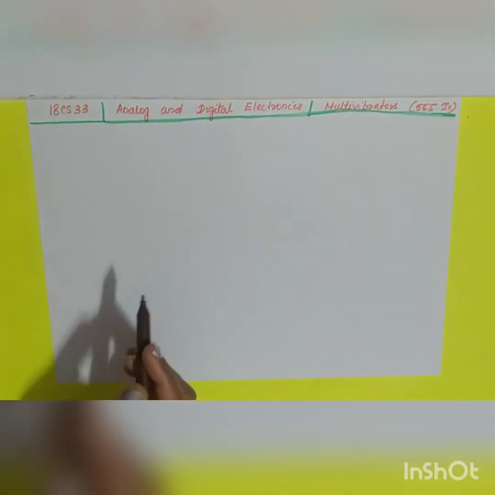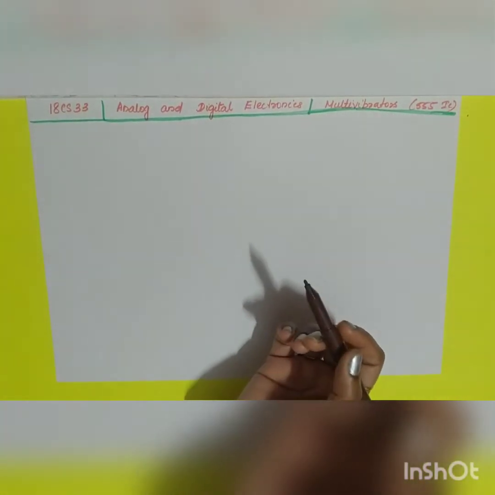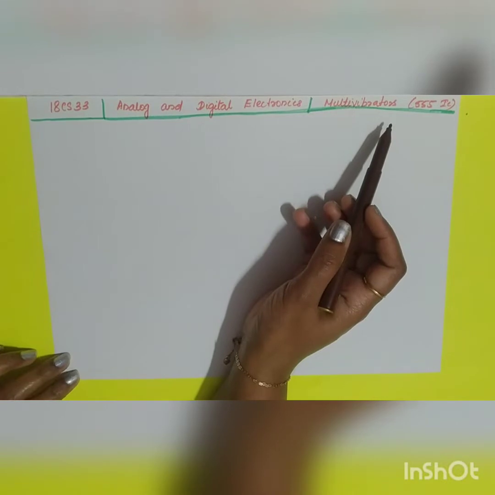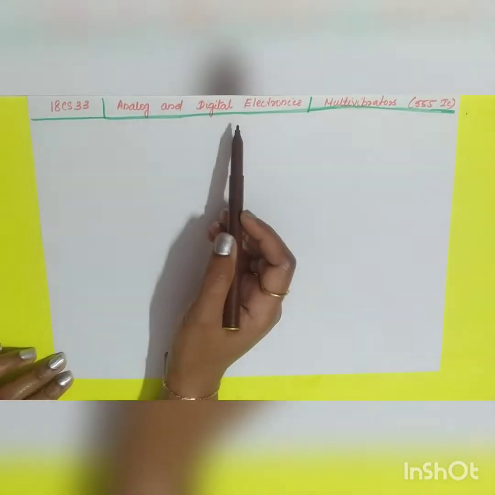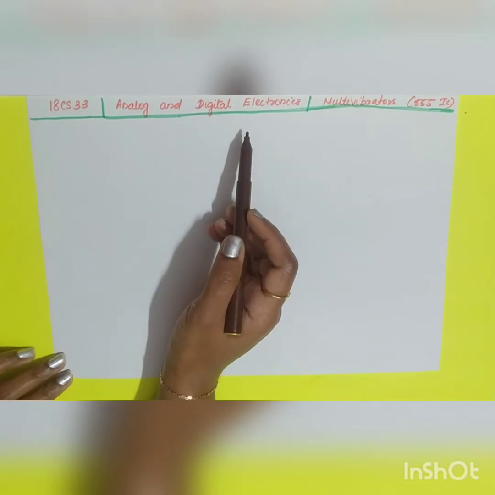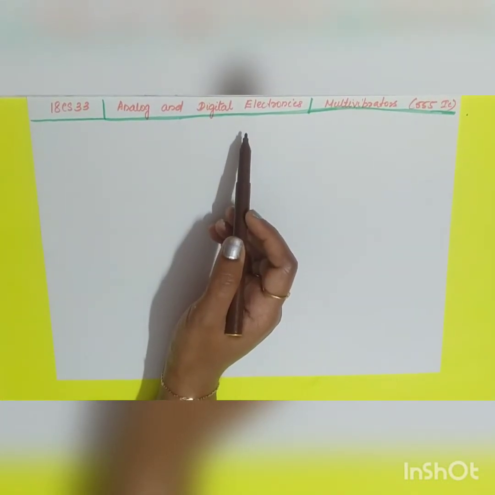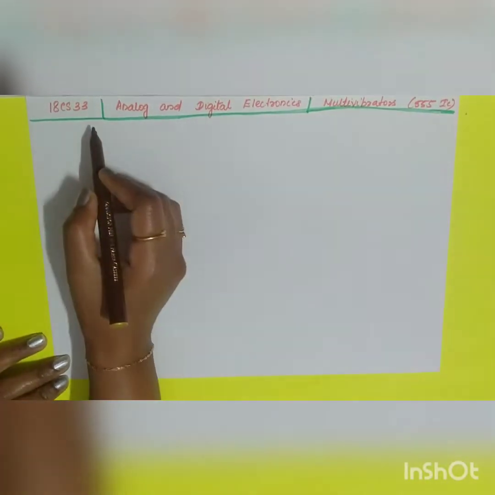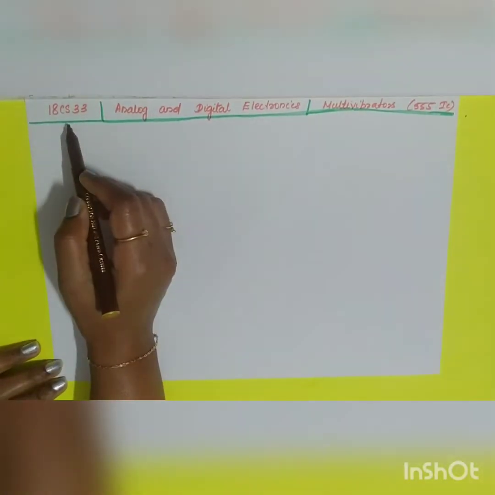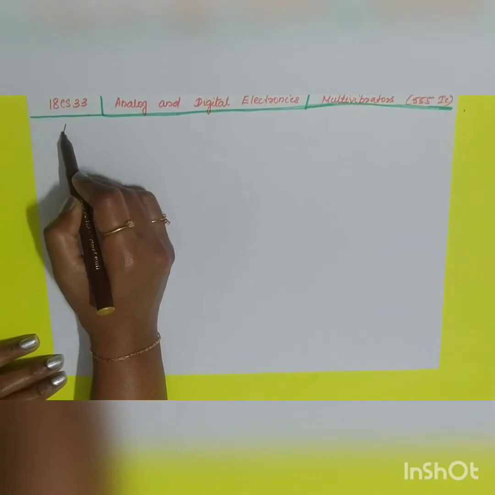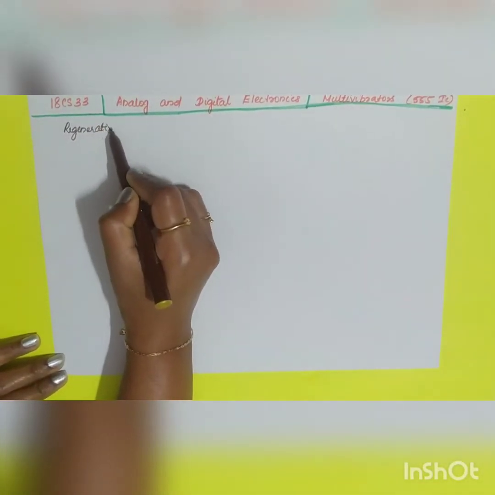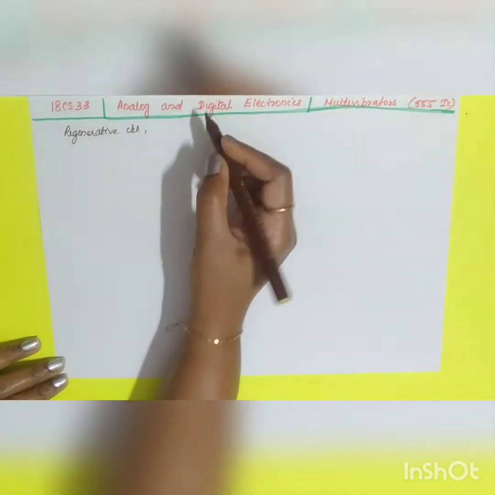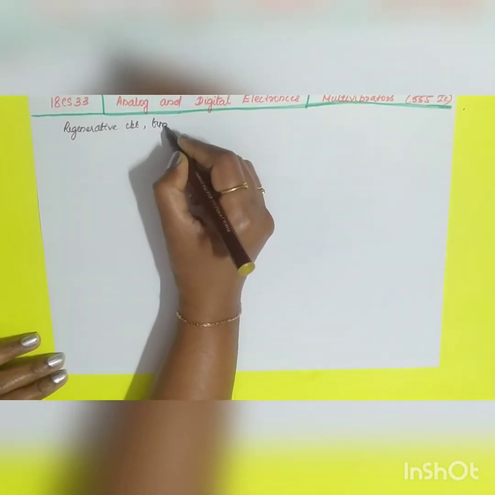So the next topic we are going to see is the multivibrator. Multivibrator using 555 IC. The 555 IC is also called a timer. Why? Because it generates timing pulses. So I can say that this multivibrator using 555 timer is a regenerative circuit which generates timing pulses.